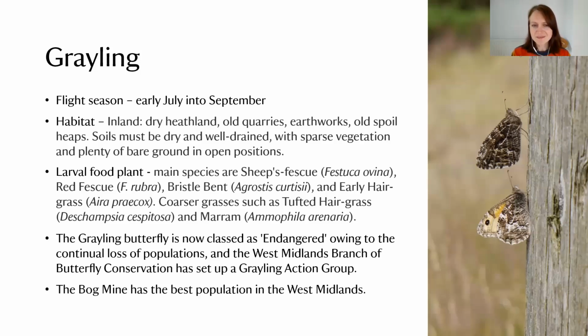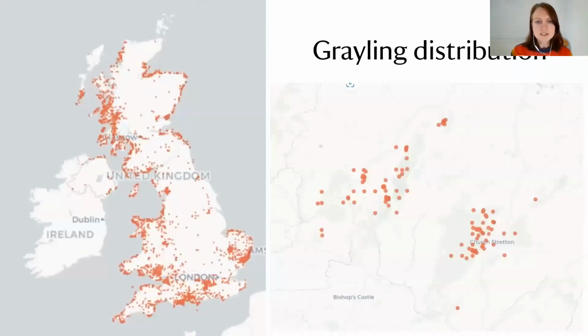But it's not all bad news, because in Shropshire, the Bog Mine has got the best population of grayling in the West Midlands. So we're really lucky that we've got a great place to go and see grayling, quite close to home. So in terms of the distribution, I mentioned that coastal distribution. So you can see really very much sticking to the coast, especially on the western side of the country. Quite sparse, fragmented populations away from the coast.